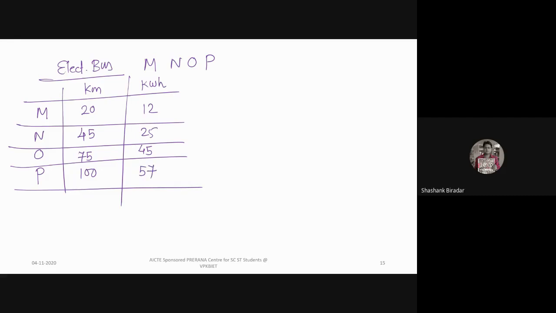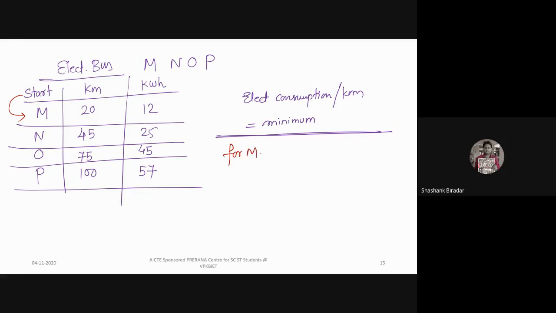What you have to calculate is the stop where the electricity consumption per kilometer is minimum. So that factor you have to calculate. The bus is starting from the start point to the end. For the case of M, what are we calculating? Electricity consumption per kilometer. So your denominator would be the kilometer thing, 20, and consumption is 12. So this is 0.6, right?